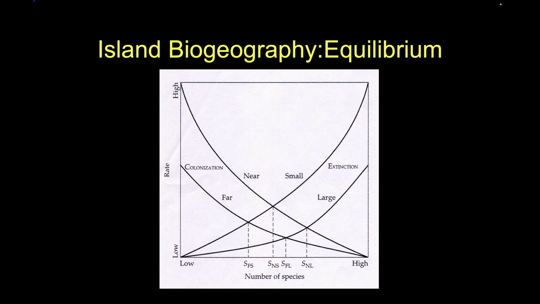Questions about that? Okay, go ahead. So what are these? This is the equilibrium number of species. After we've had a given amount of time for our island to come into equilibrium, this is where we'd expect the stability point to be. It's just a generic scale, a conceptual model at this point. But it's saying that the far small islands are going to have very few species, the near small is going to have an intermediate level of species, and the large near is going to have the most species. Does that make sense? Cool. Other questions? Okay.